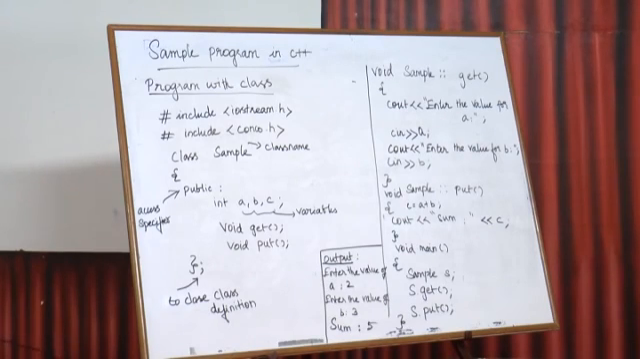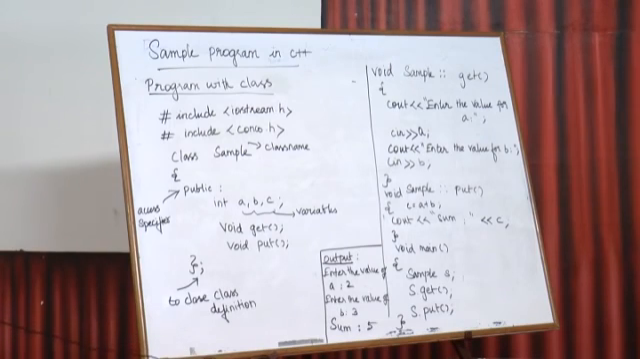Another thing, there are 2 methods I have included here: void getof and void putof. These functions are going to perform operations on the variables A, B, C. Next, I am going to define the sample class with its members. What are the members here? Void getof and void putof.